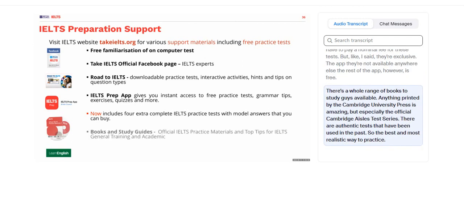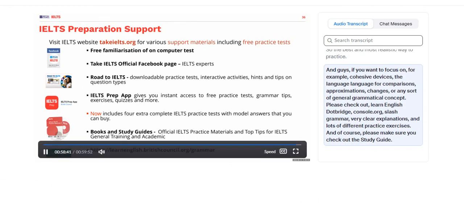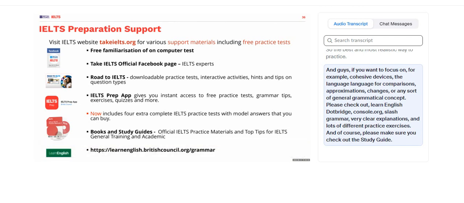There's a whole range of books and study guides available. Anything printed by the Cambridge University Press is amazing, but especially the official Cambridge IELTS test series. They're authentic tests that have been used in the past, so the best and most realistic way to practice. And guys, if you want to focus on, for example, cohesive devices, the language for comparisons, approximations, changes, or any sort of general grammatical concept, please check out learnenglish.britishcouncil.org/grammar. Very clear explanations and lots of different practice exercises.